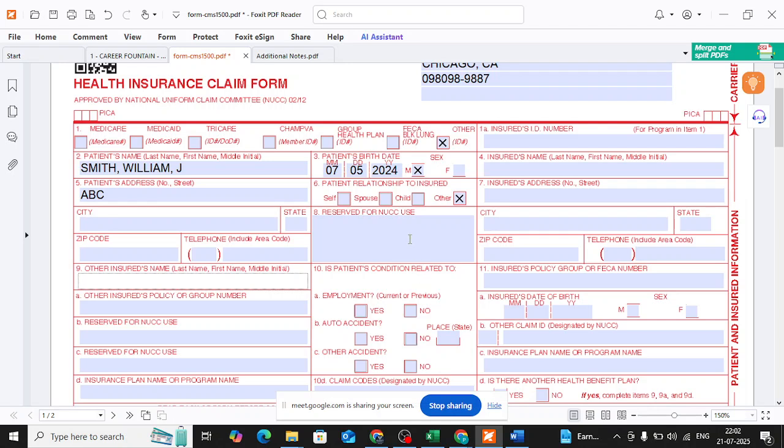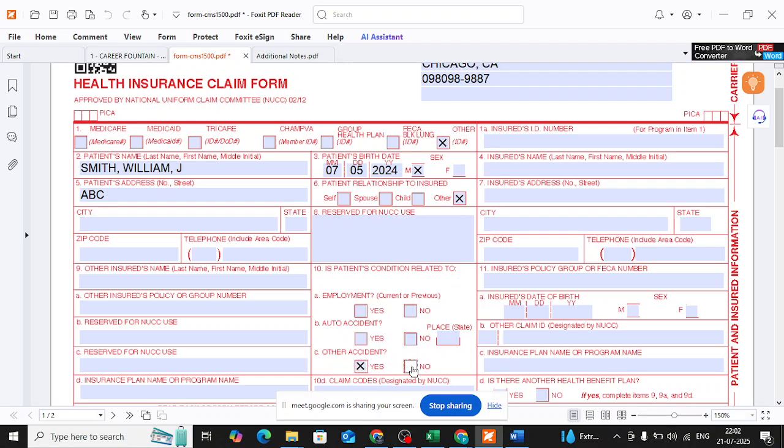So, due to what condition the patient came to our hospital, that needs to go here. For example, if anything happened to the patient due to his employment or at his workplace, any injury, or he got sick in the office itself, then yes will be checked in front of employment. If there is any accident related to a bike, car, or auto, then it will be checked here. If it is any other thing, then it will be checked in box number C under other accident.